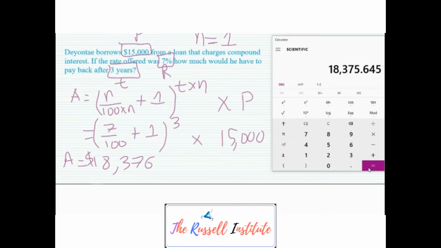There we go. And what if I wanted to know the interest? Remember, for the interest, we just subtract the original amount. And the original amount was $15,000. So if I subtract $15,000, the interest is equal to $3,376. Now tell me, was that long?